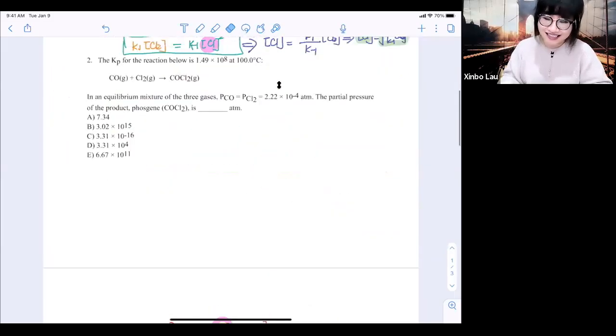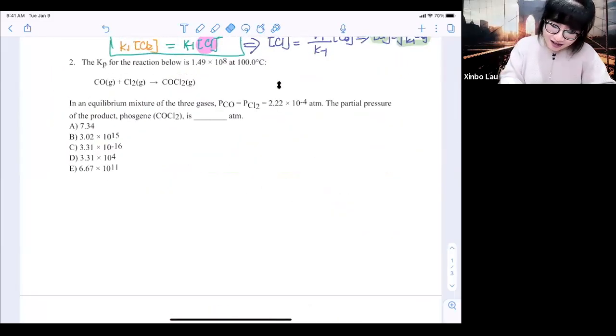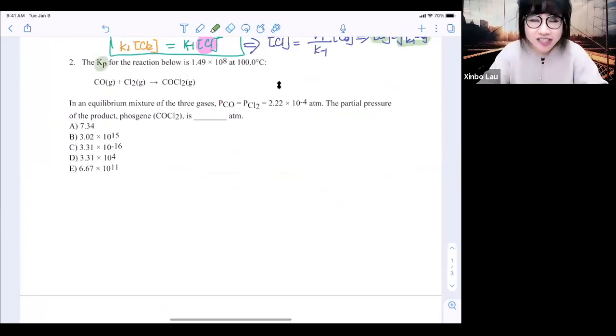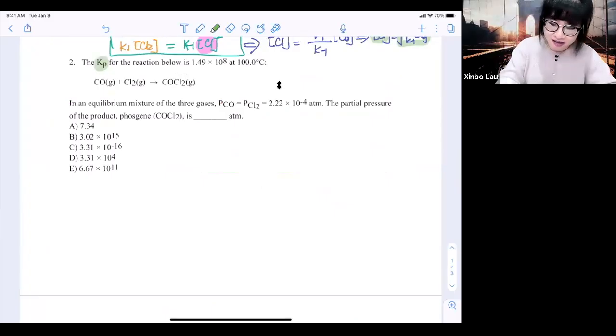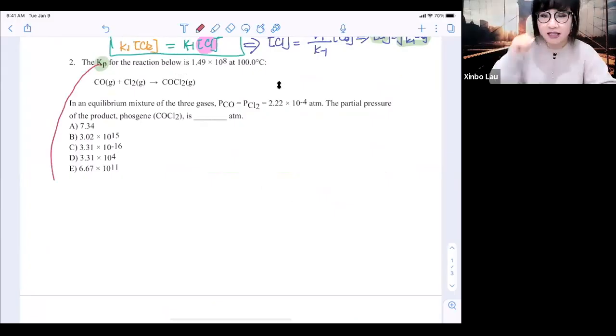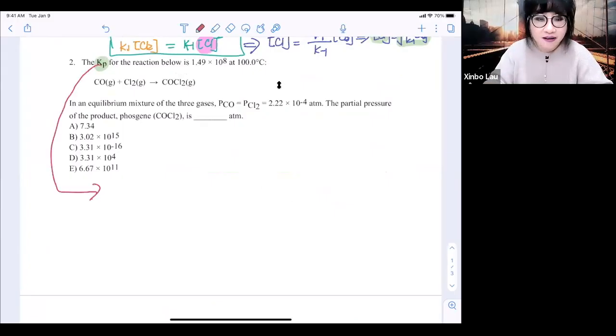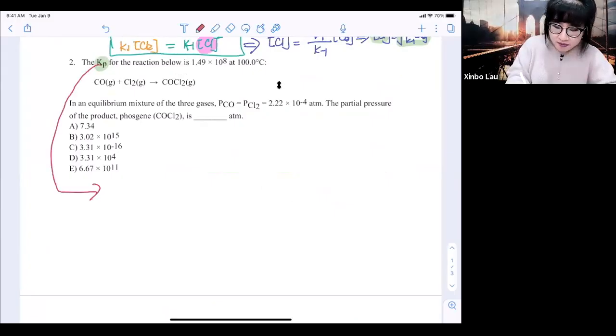Now let's look at the next one. If we're talking about Kp, which chapter are we at? What does this Kp represent? That's also something we have to be very clear about. Chapter 13. We're talking about the equilibrium constant. Very good.